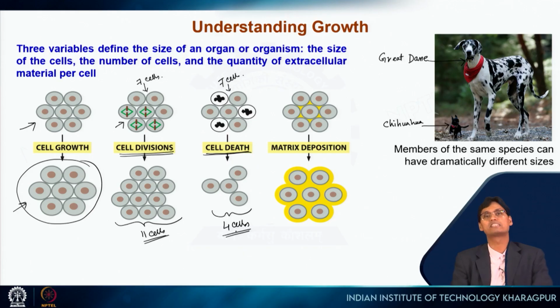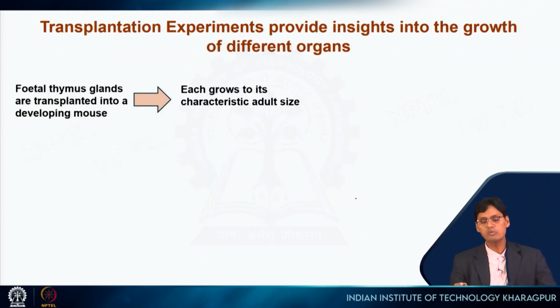And finally, matrix deposition. That means the number of cells here and here is the same, but somehow the space in between cells is growing because of matrix deposition. That will also increase the overall volume, the size. Okay. So now, in order to understand more about this growth of an organism or of an organ, scientists carried out a beautiful experiment.